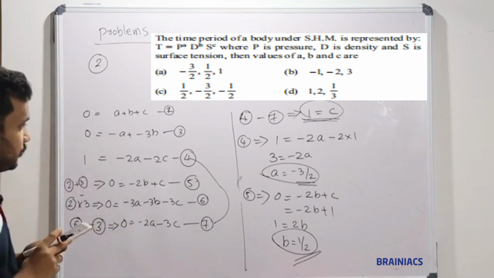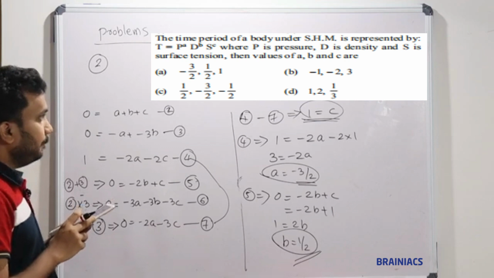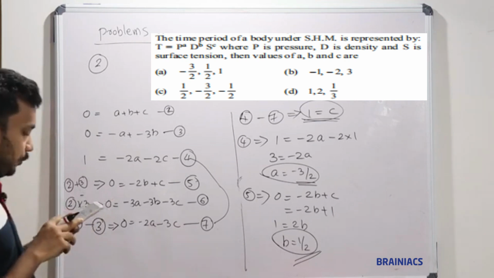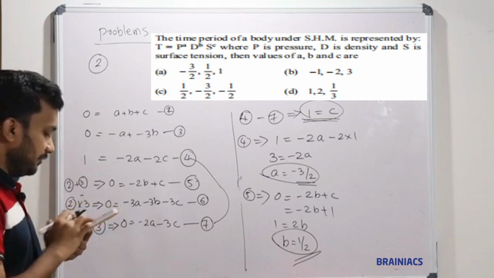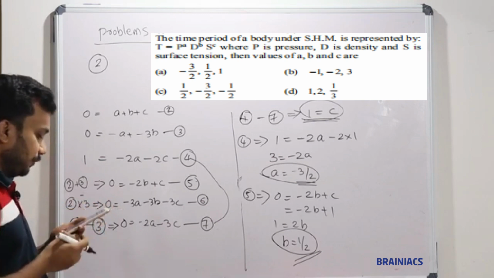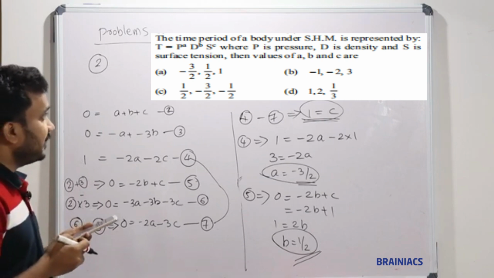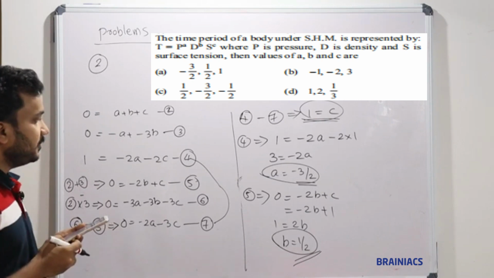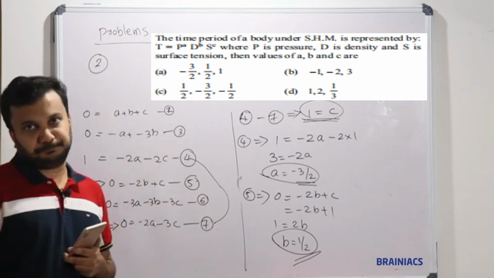A equal to minus 3 by 2, B is equal to 1 by 2, and the value of C will be equal to 1. So we have three values which are matching with the given options. A is equal to minus 3 by 2, B is equal to 1 by 2 and C is equal to 1, matching with option number A.